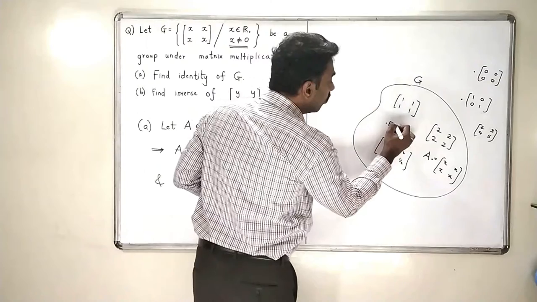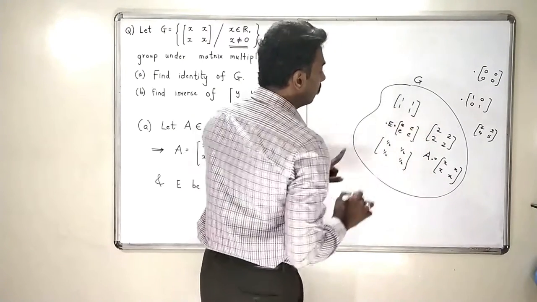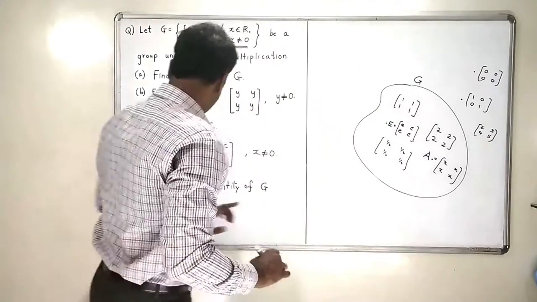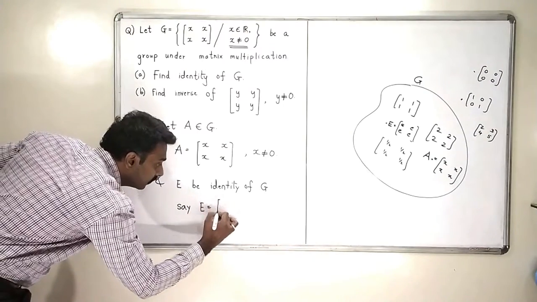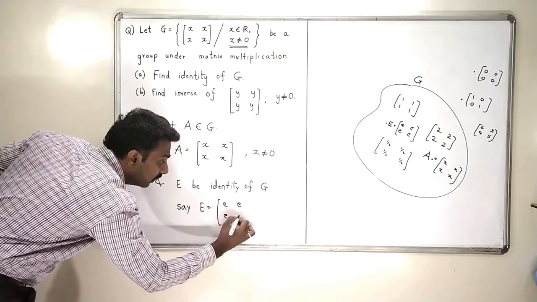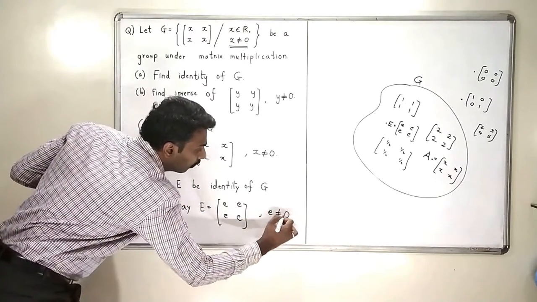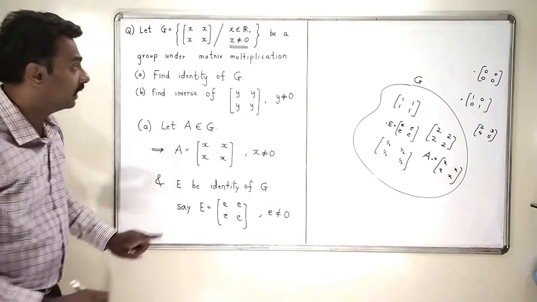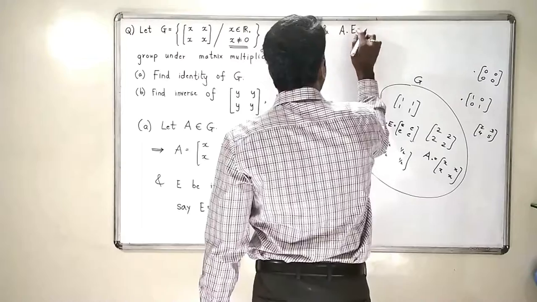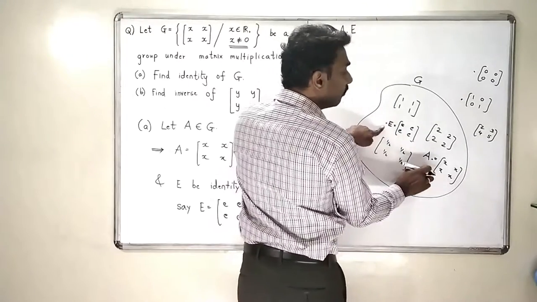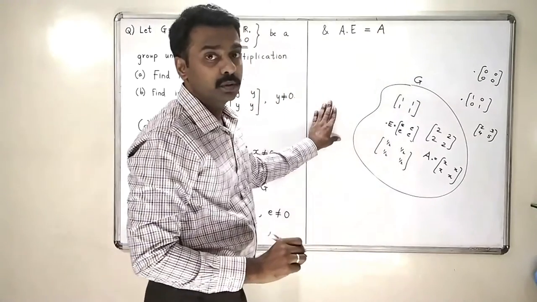Now this E matrix will also have all the entries the same. E, E, E, E. Because the E matrix is also in this set. So I will say that E is equal to E, E, E, E. What is E? E is not equal to 0. Right? And A multiplied by E. What should A multiplied by E be? Because E is the identity of this set, A multiplied by E should again be equal to A.